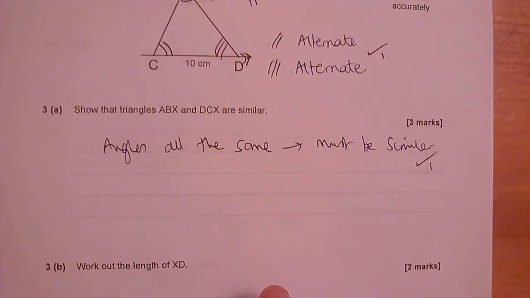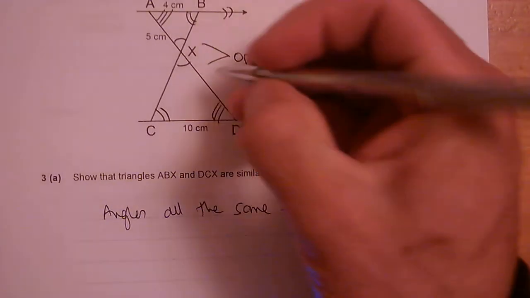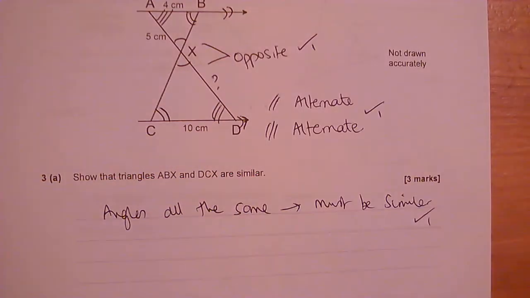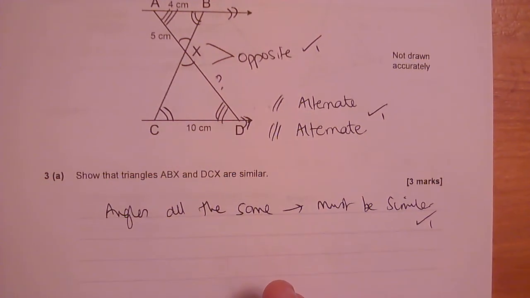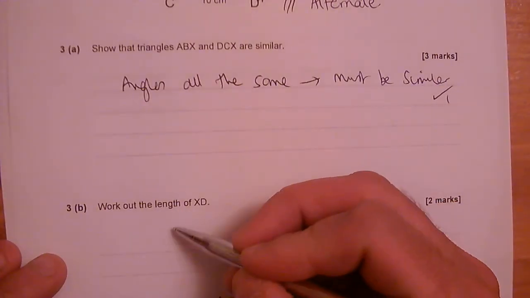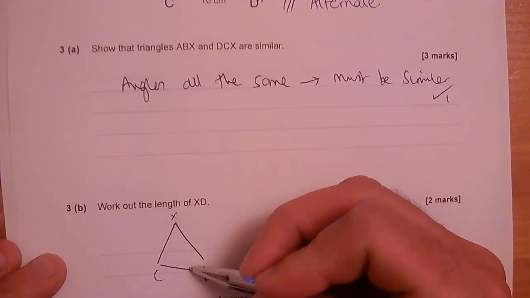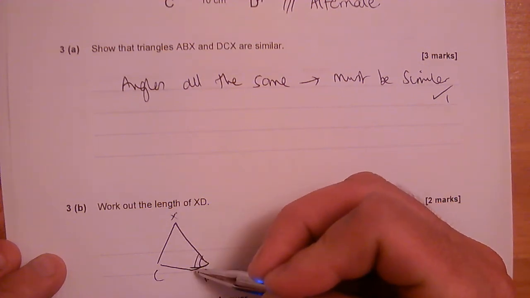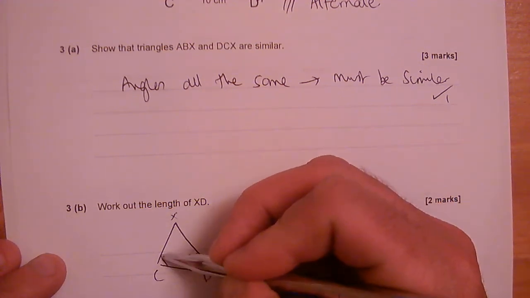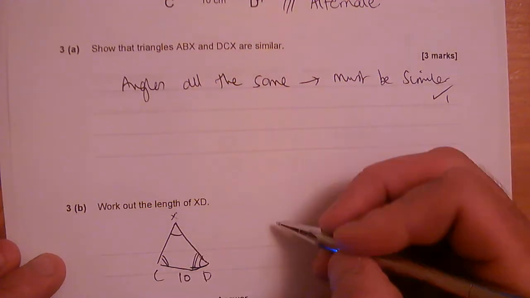Part B says, work out the length of X to D. So what I've got to do is work out this bit here. And to do that, I'm going to draw out my 2 triangles. So I'm going to start with my triangle at the bottom. Quite happily, I've got X, and I've got C, and I've got D. Now I'm going to label my angles each time, so I can see which one's which. And I'm going to label any sides that I know. I know that one's 10.